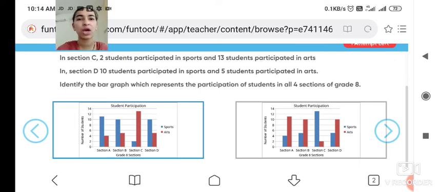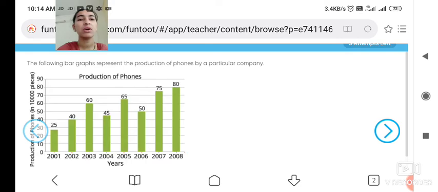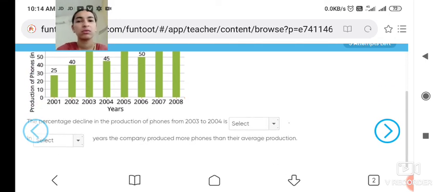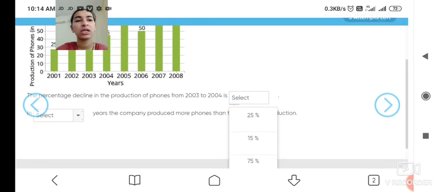In the next video I will take the next topic. Now this question is over. I will give one example for you to solve. See this. The following bar graph represents the production of phones by a particular company. Here the production of phones is given in pieces. Whatever the unit is, it is already given. Now select the correct answer from this.